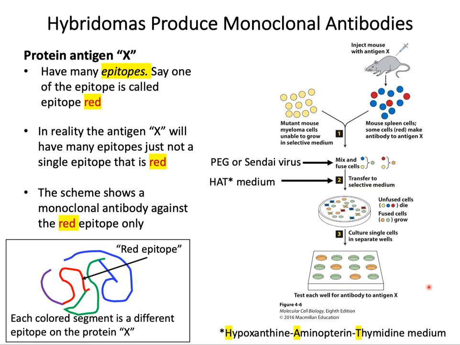For example, in many cancer cells, a protein is mutated to form a different or abnormal epitope. These targets are used to raise monoclonal antibodies for diagnostics as well as therapeutics. So how do we do this? Suppose we are trying to raise a monoclonal antibody against the red epitope of the protein X, which is a human protein.